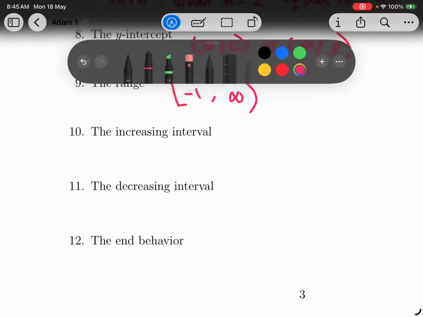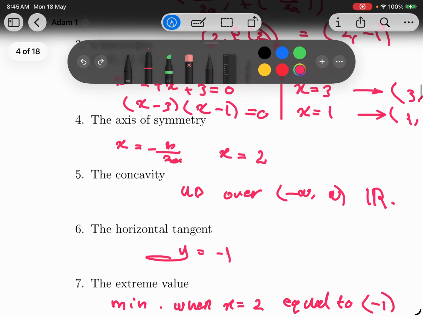It's increasing from 2 to infinity. You can close the interval here, or you can simply keep it open. So it's optional to close or open the interval from the side of 2. And the increasing interval, the decreasing interval.